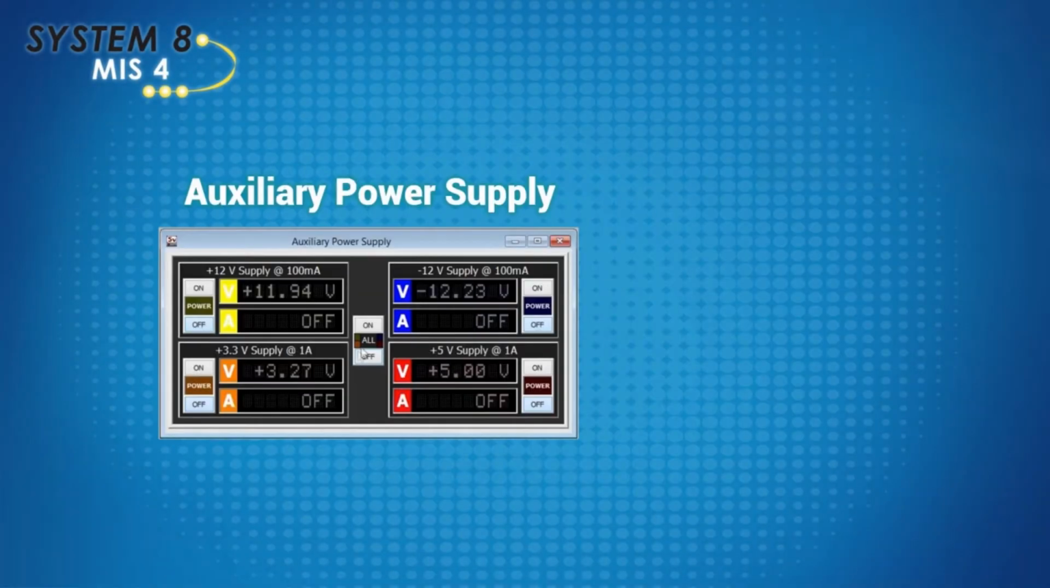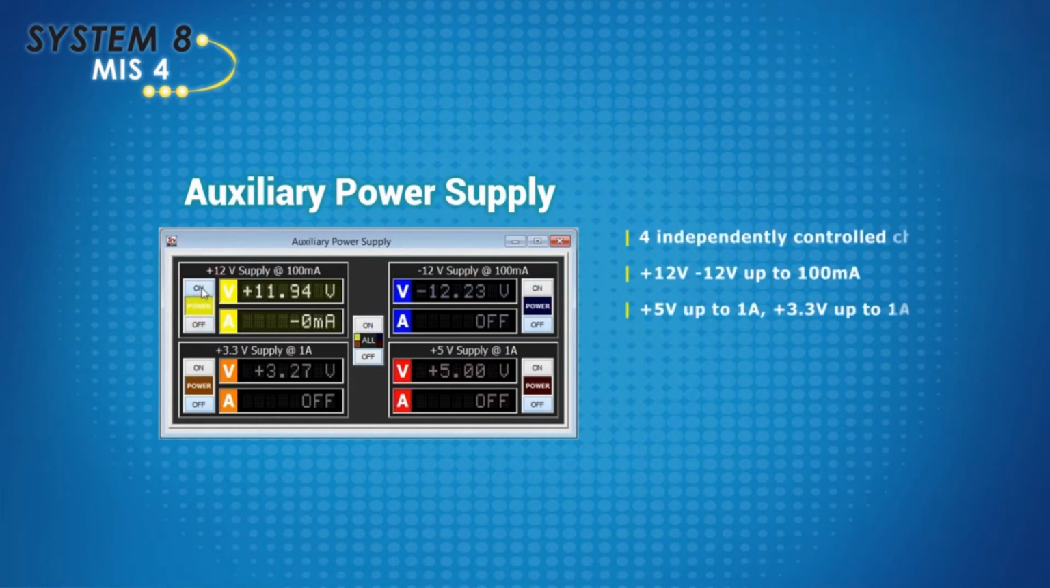The auxiliary power supply provides 4 independently controlled channels for powering circuit boards. Up to plus or minus 12 volts at 100 milliamps is available from 2 of the outputs, and logic supplies of 3.3 and 5 volts at up to 1 amp are available on the other 2 outputs.